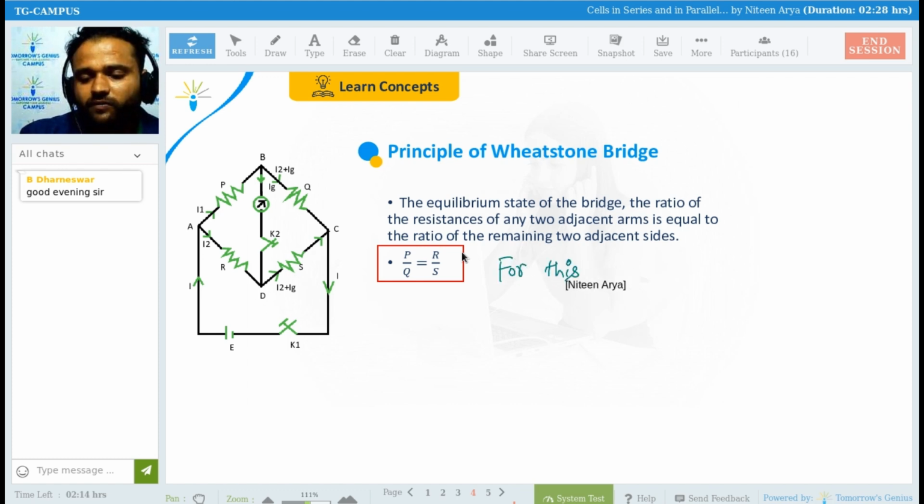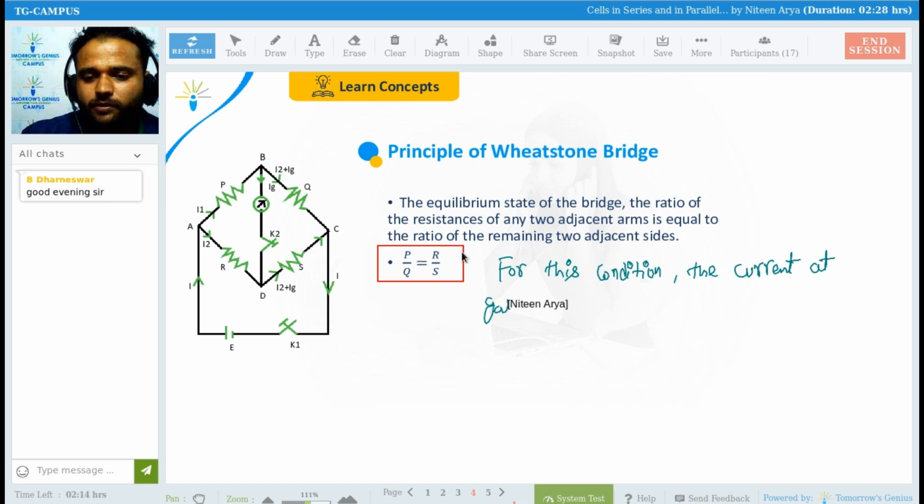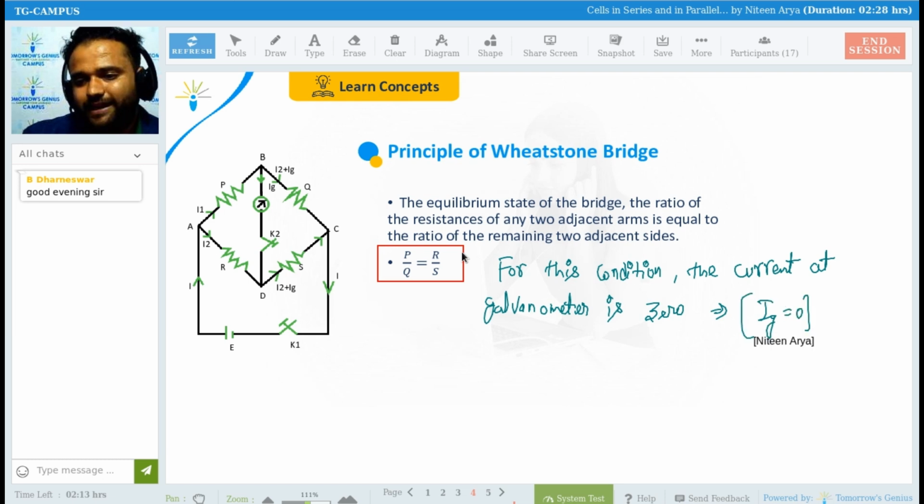For this condition, when the ratio of resistance P by Q is equal to R by S, the current at the galvanometer, Ig, is 0. And when Ig equals 0, automatically you can understand that the current is going to be 0 here, so there is no current through it. Is this clear?